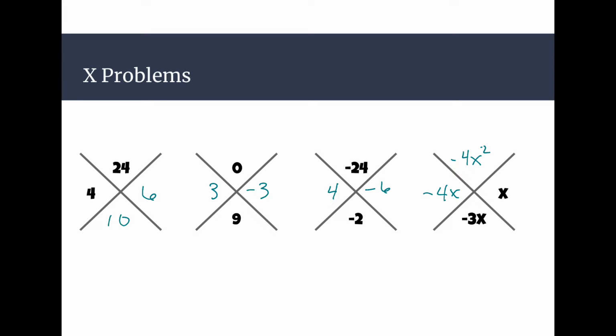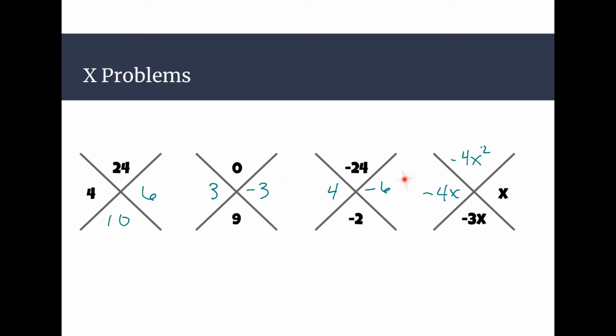Here are the answers to the first 4. Just a reminder that these two numbers can be flipped, so you could have put a negative 3 and a 3 here, or vice versa, put a negative 6 here and a positive 4. It doesn't matter which one's the first and which one's the second. So just keep that in mind. So yeah, here's the answer.